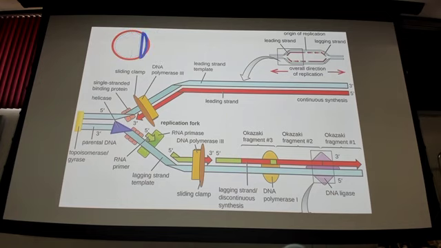What else? What else have we talked about? There's our gyrase. The gyrase is doing what? Yeah. It's releasing tension by making some nicks.